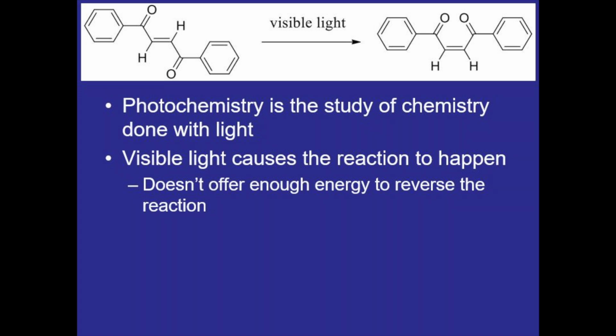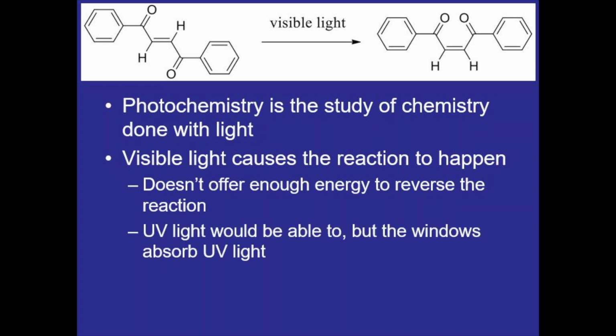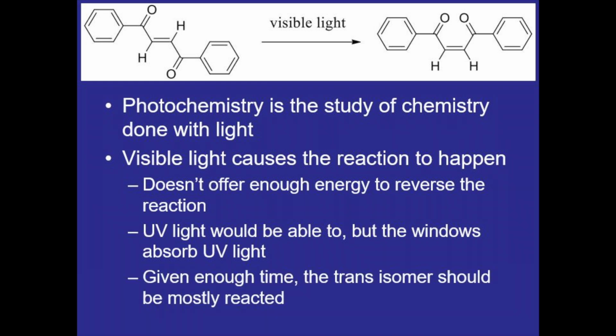Light with a higher energy or a higher frequency would be able to reverse this reaction. So for example, UV light would be able to do this, but the windows that we're placing the solution next to absorb UV light, so we won't run into this issue. That means that given enough time, the trans isomer should be mostly reacted, and we should be left with mainly the cis isomer. We'll also see the solution turn from a yellow color to more of a clear color as the reaction progresses, because the trans isomer, since it absorbs visible light, is a yellow color, whereas the cis isomer is clear since it does not absorb visible light.